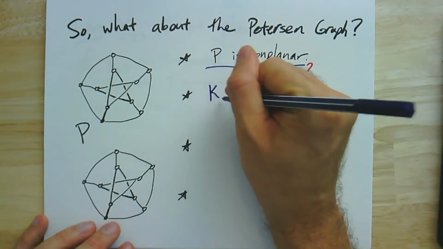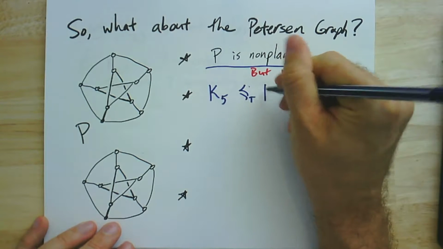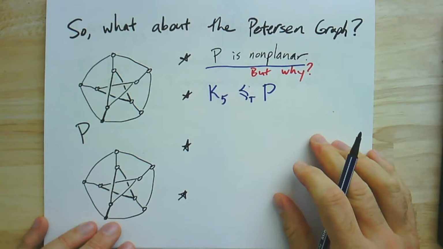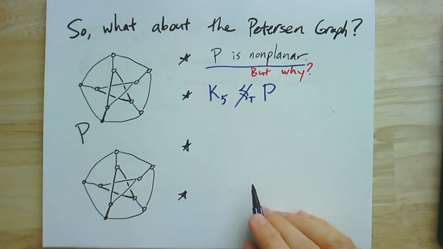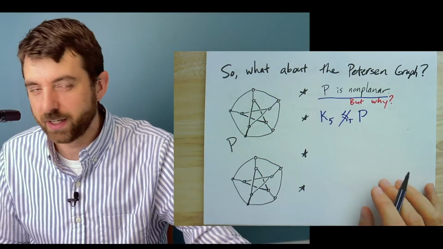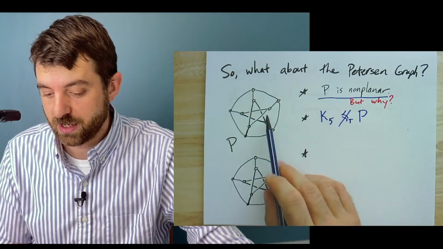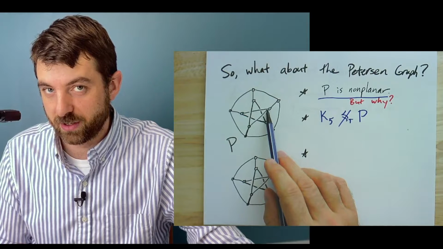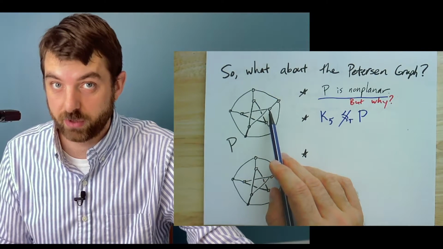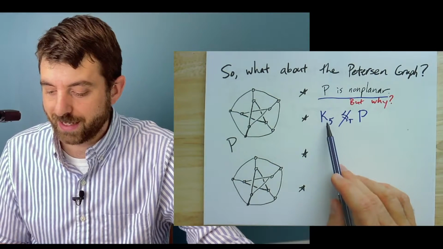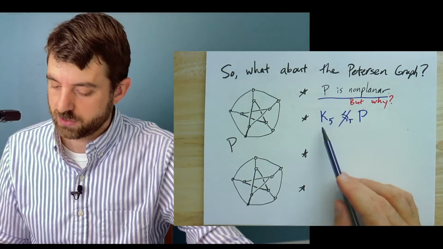It's also true that this K5 is not a topological minor of P. So there's no K5 topological minor. And we've already discussed why in different contexts. You see the degrees of these vertices. Every vertex in P has degree 3, so it can't have a topological minor with vertices of degree 4. So this is not the case.